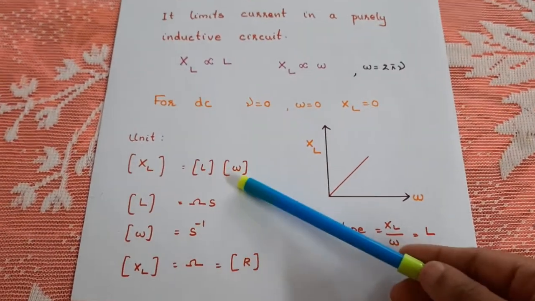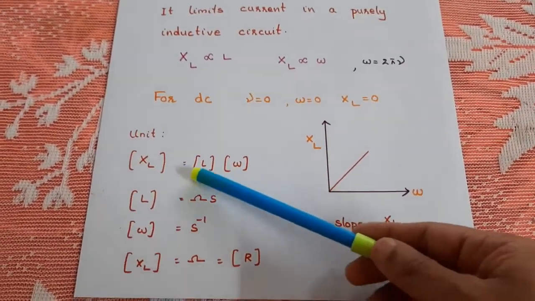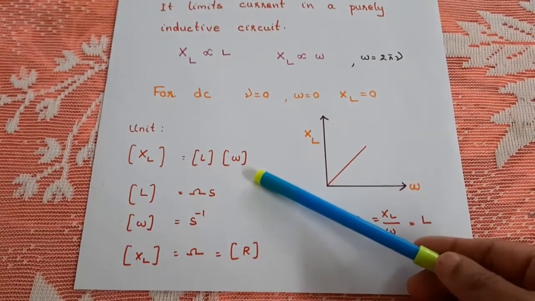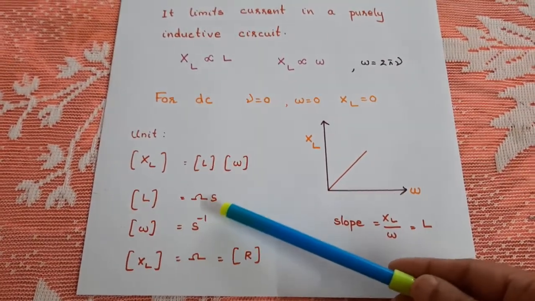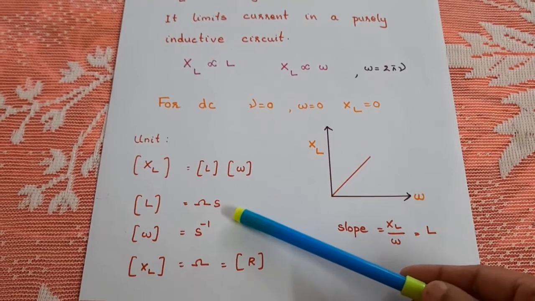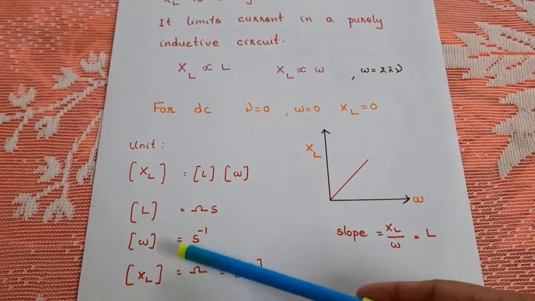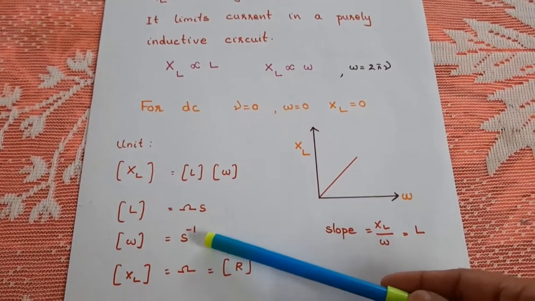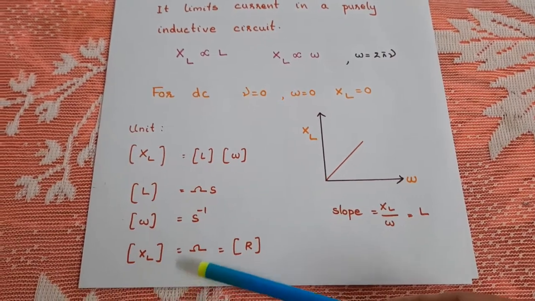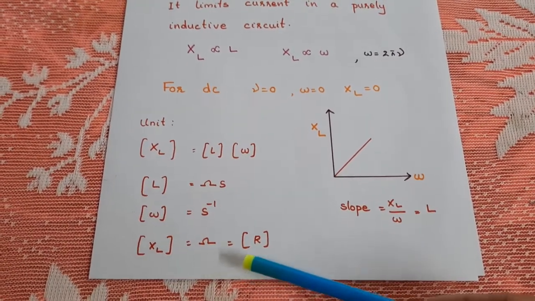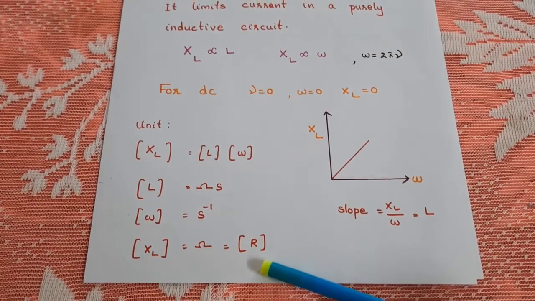Let us see the unit of XL. As XL is L omega, and the unit of L is ohm second, and omega is per second, the unit of XL is ohm, same as that of resistance.